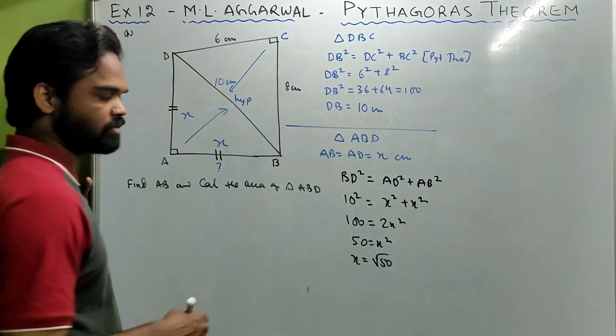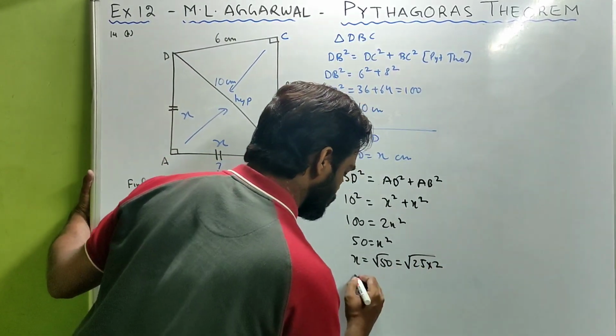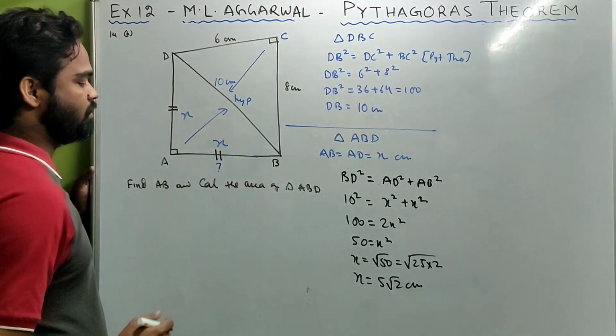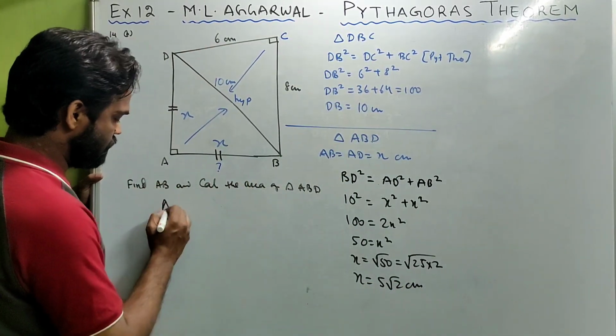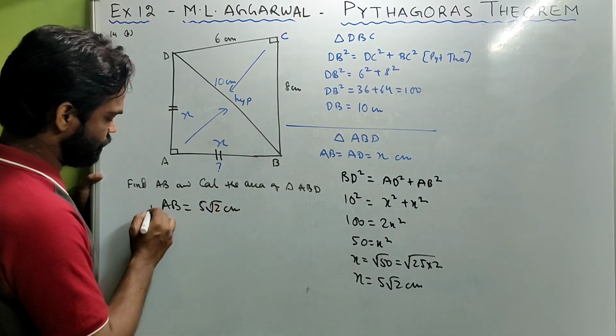Actually, plus minus, we will take positive. That is root of 25 into 2. So x will be 5 root 2 centimeter. We got the side AB. That's your AB. AB is what? 5 root 2 centimeter. Done.